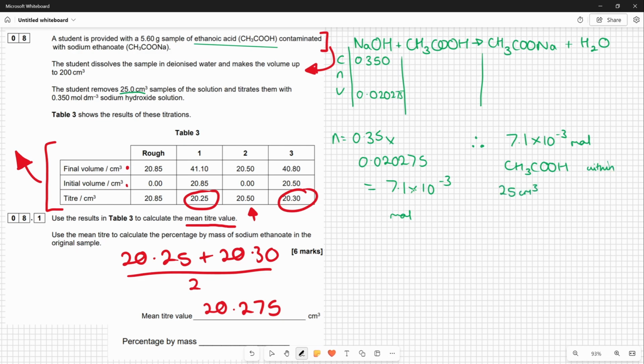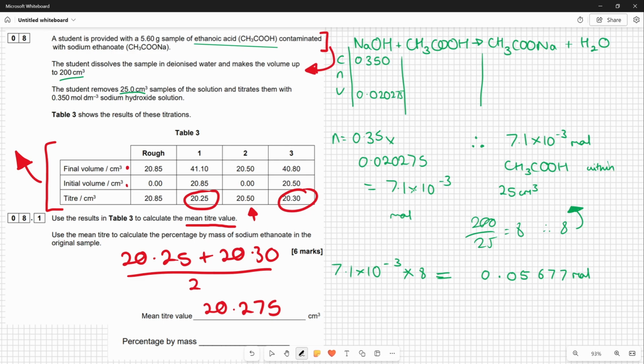So we're told that they have a 200 centimeter cubed solution and they make 25 centimeter cubed samples out of it. So now the question is, how many of these samples fit into the original solution? So you know that 200 divided by 25 is 8. Therefore, 8 samples fit into the original. So we're going to have to do our moles times by 8. Times by 8, and that equals 0.05677 moles of ethanoic acid within the original sample.